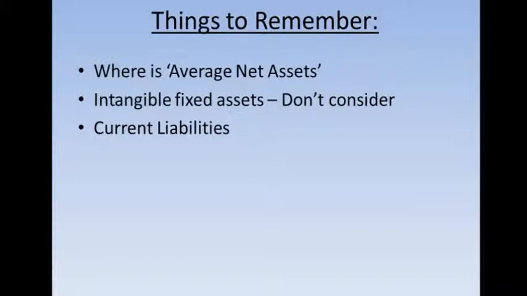Things to remember. You might be wondering why the average net assets is not in the denominator. Okay, let me tell you. First, we don't take intangible fixed assets in the denominator because they don't contribute to production and they are on the balance sheet just because of the acquisition of some other company. And secondly, the current liabilities can be netted out to put more emphasis on long-term capital. That's why we calculate net working capital instead of taking all current assets for the calculation of return on net assets.